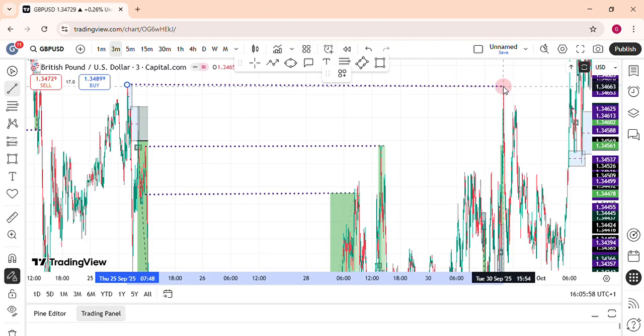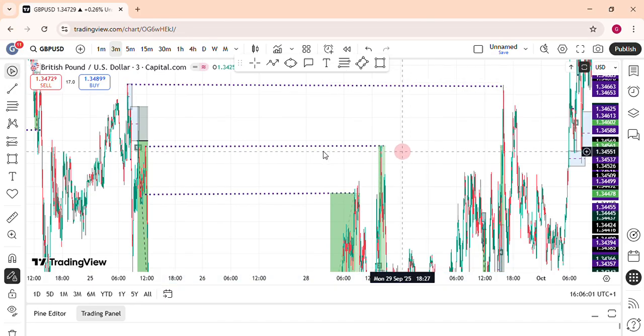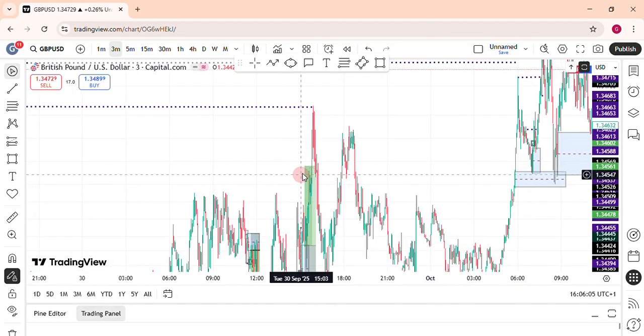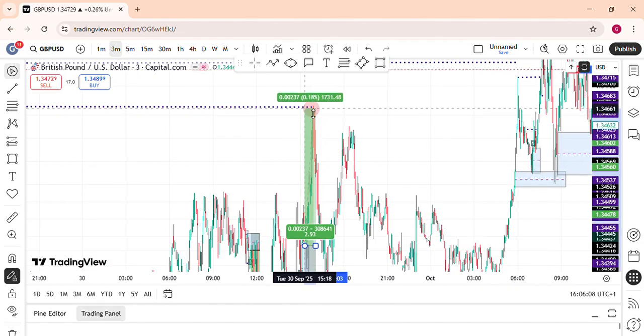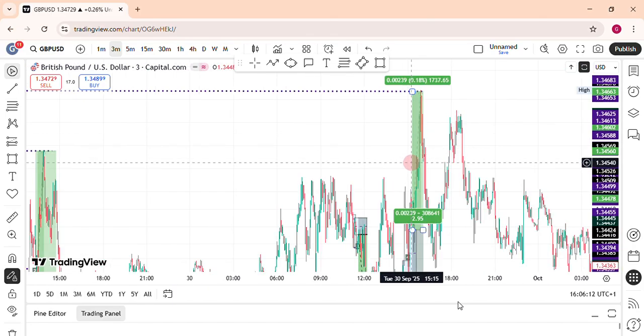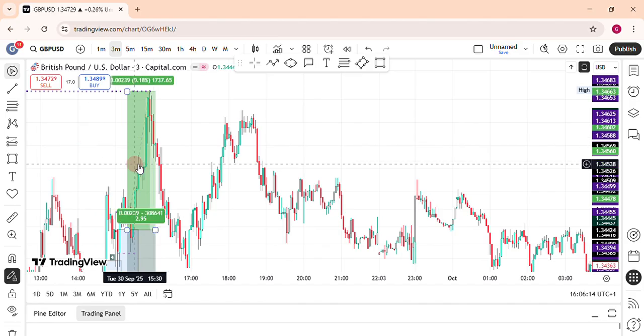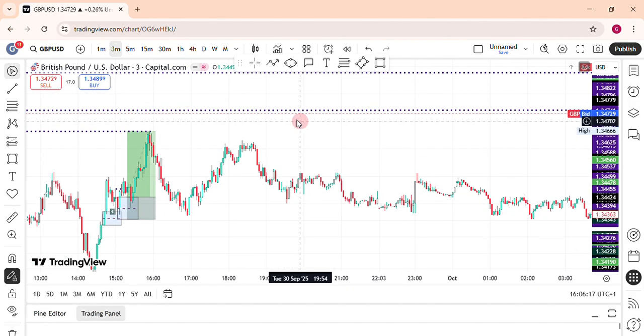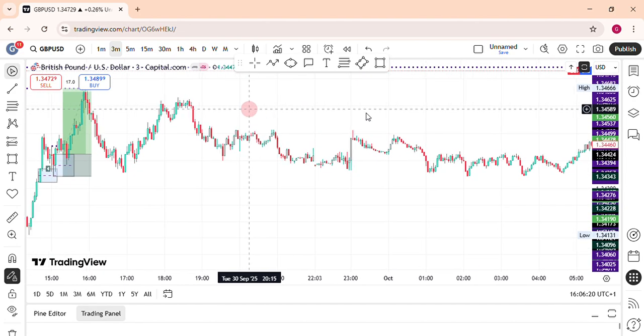See here, we'll put our take profits. Now we'll take our profit all the way to that 2.95 risk to reward ratio. That is how our risk to reward ratio would be.